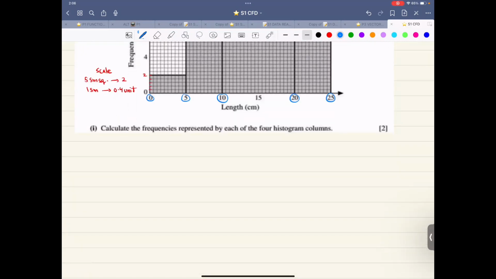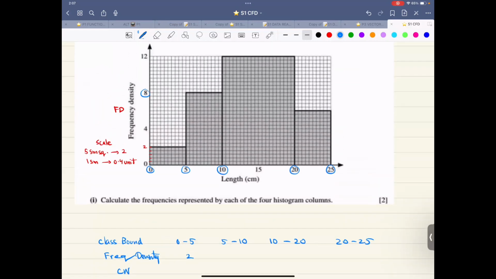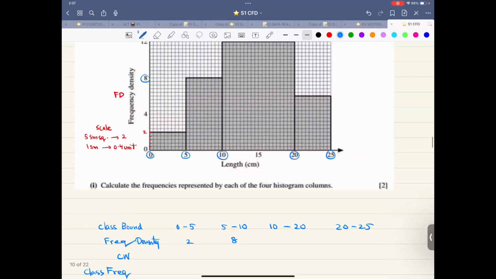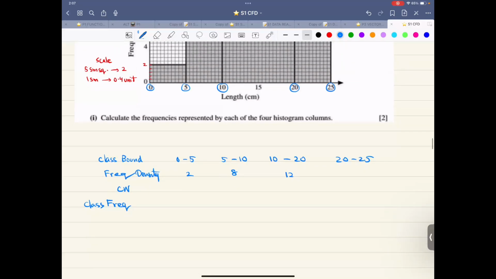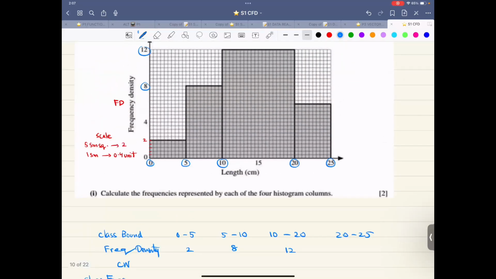So let me make a class interval or class boundary column. That is 0 till 5, 5 till 10, 10 till 20, and 20 till 25. And then I'll be filling up the frequencies over here. Or let me first write the frequency density. Let me write the class width, and then I'll write the frequency of that particular class. So between 0 and 5, the height is 2. Between 5 and 10, the height is 8. Between 10 and 20, the height is 12. And 20 and 25, the height is what?